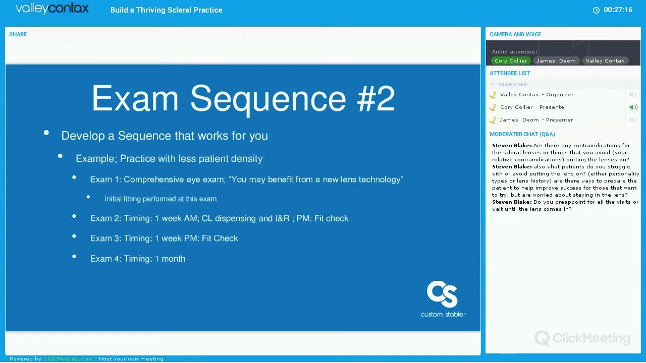The only modification would be if we have more freedom at that first visit and we could actually fit the patient in that first visit. The issue with this second exam sequence is that you have to have staff that's available to check insurance benefits or pre-authorizations on these things. And you have to have time in the middle of your day to be able to stop and actually take the time to fit the patient. That's really the only modification between the two.